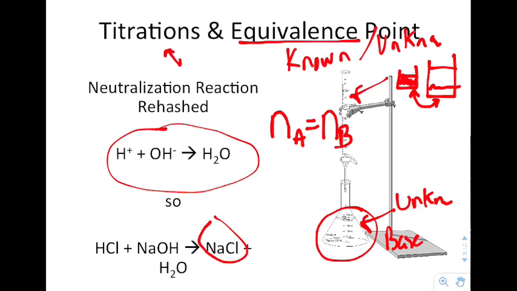Remember there are other ways of calculating the number of moles, the primary one being molarity times volume. So you have the molarity of the acid times the volume of the acid equals the molarity of the base times the volume of the base. This right here is very, very similar to the dilution equation. The only difference is in the dilution equation, instead of doing a reaction, you're simply adding water.